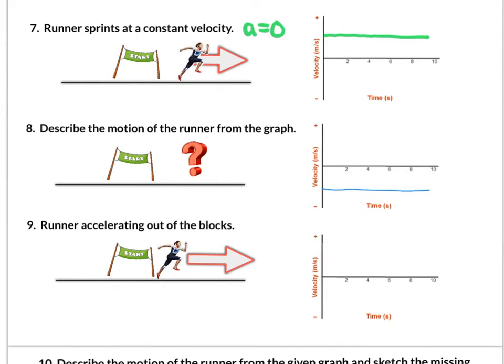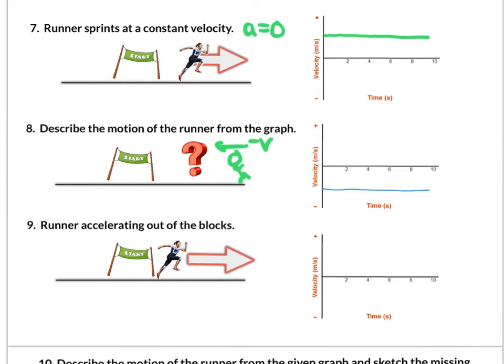Number 8, describe the motion of the runner from the graph. So here we have a negative constant velocity, right? It's a negative velocity and it's constant. So that means she is running backwards the other direction, right? She's going back towards the starting line. Okay? So she would be moving this way at a negative constant velocity.